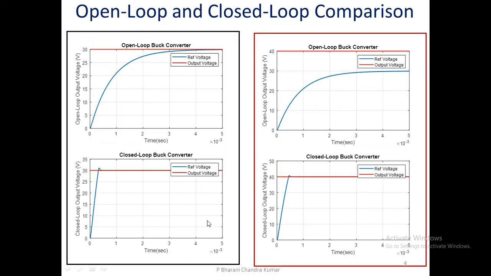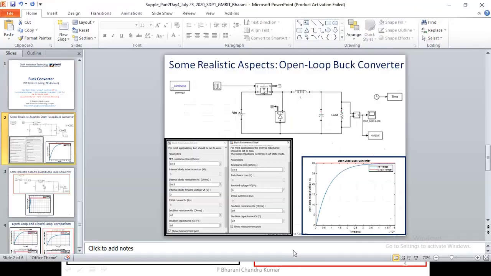So here if the reference is 30, you can see that both of them achieve zero steady state error. However, when it is 40, you can see that the steady state error is there, because you are not doing anything, you are just keeping the same open loop plant whether the reference is 40 or 30 or whatever it may be. Here you have changed the reference value, and hence you can see the actual output is 40 after 0.5 millisecond or so. So that's it from my side.